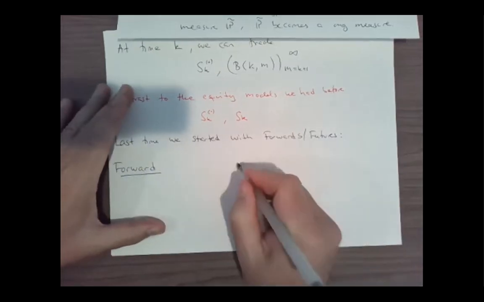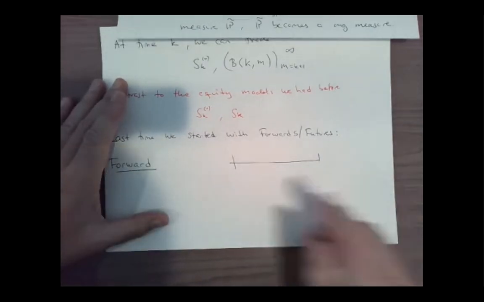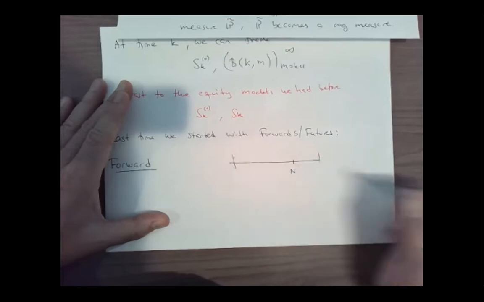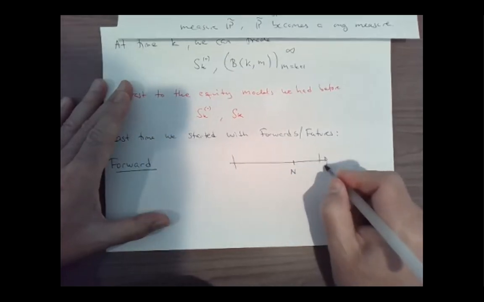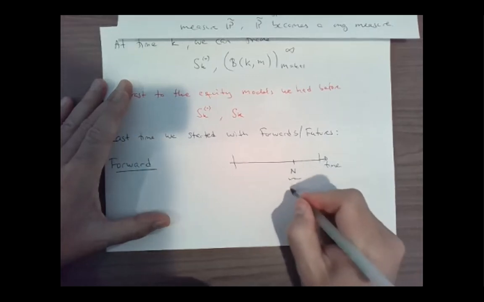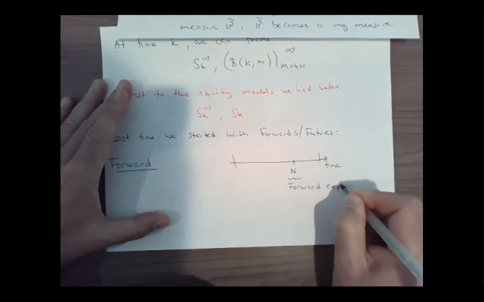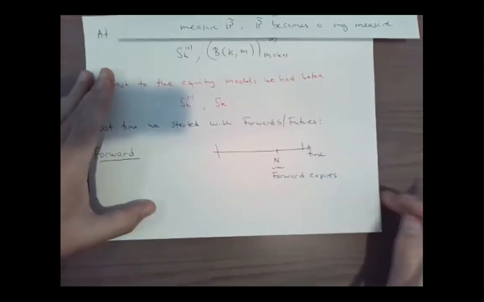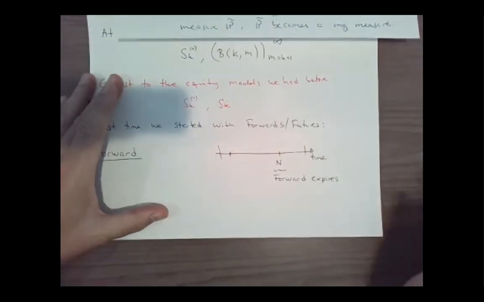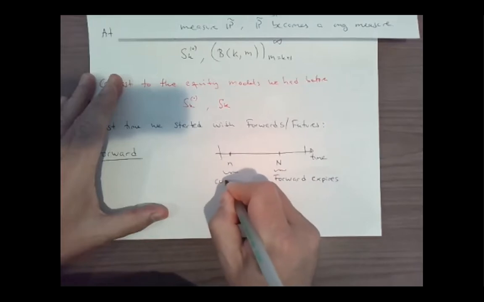So a forward. Now we're looking at a time period. So let's fix the maturity. This is N. So again, this is time. This quantity here is when the forward expires. And this here, if we're sitting at, say, little n, this here is current time.